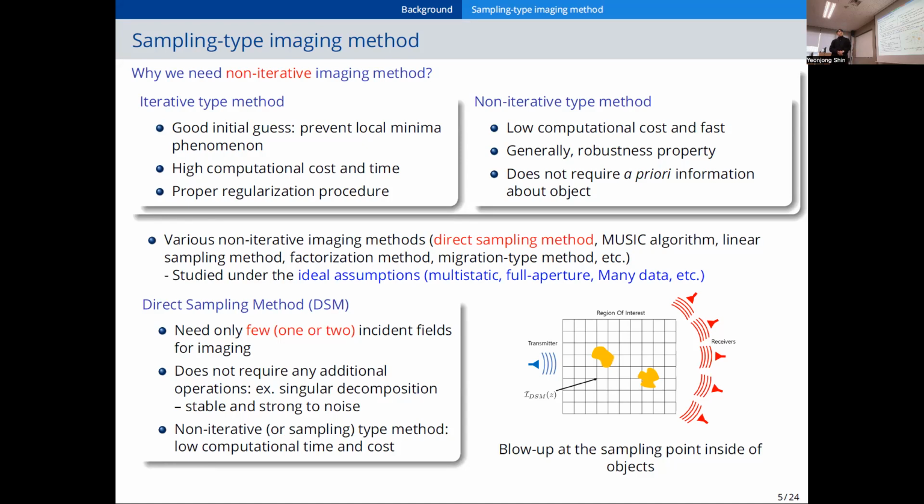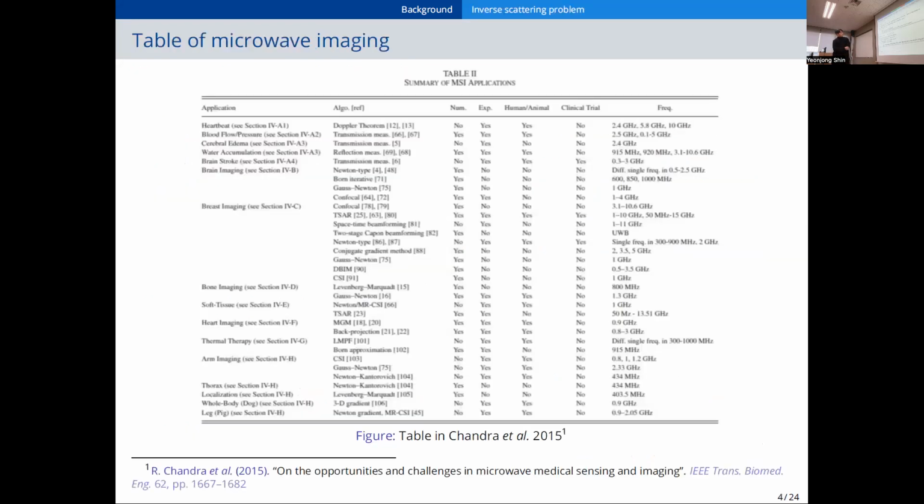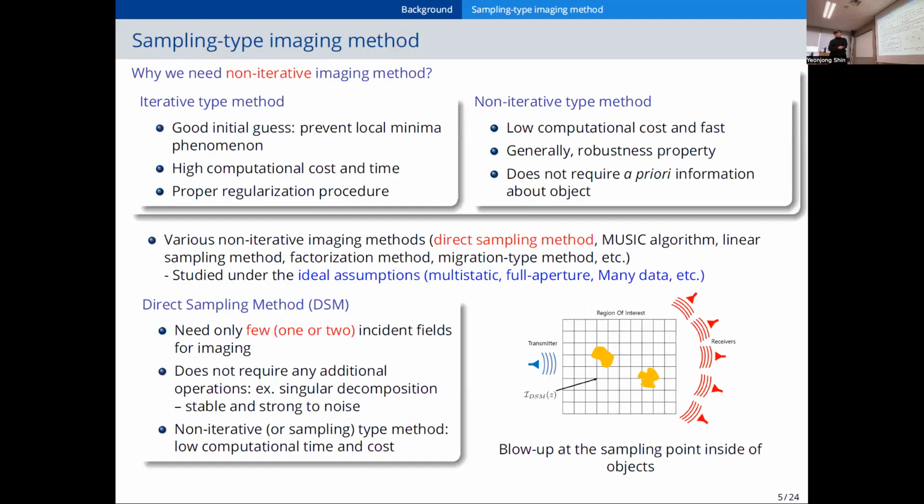In medical imaging, we mentioned some of them. No, I don't think so, because all of the algorithms are the iterative type imaging method. I see. So I think that until now, there is no attempt to apply the non-iterative type imaging method to real applications. But since the iterative imaging method needs a good initial guess, we can obtain the good initial guess from the non-iterative method.